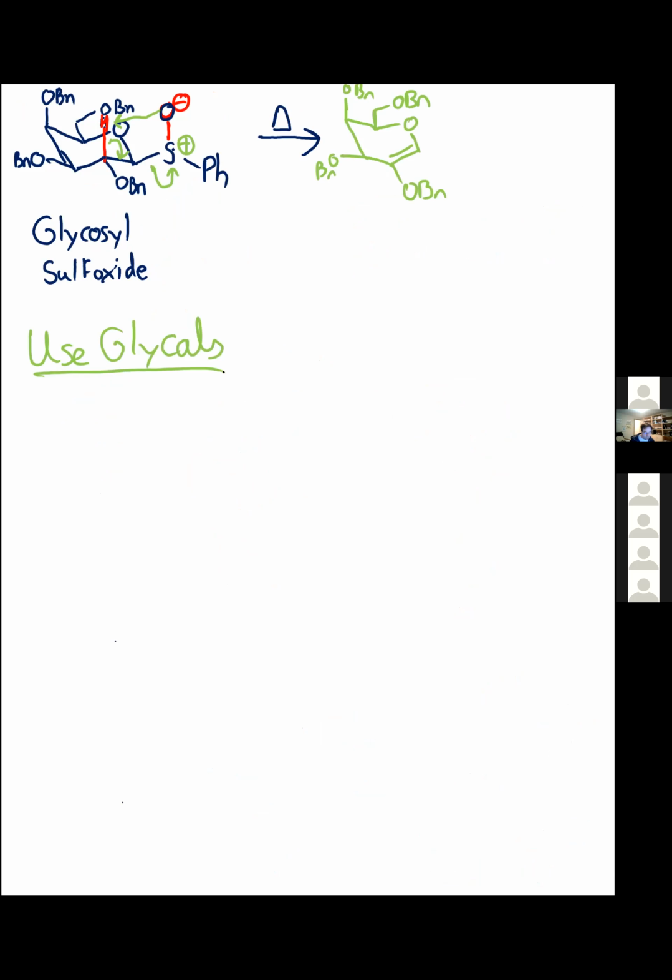Would the acetyl groups work? Yeah, they do work okay. You do run a risk of having other thermal eliminations occurring with acetyl because it's a good leaving group. But it does work too with this, yeah.